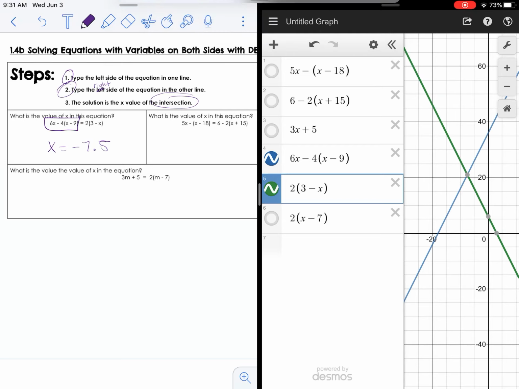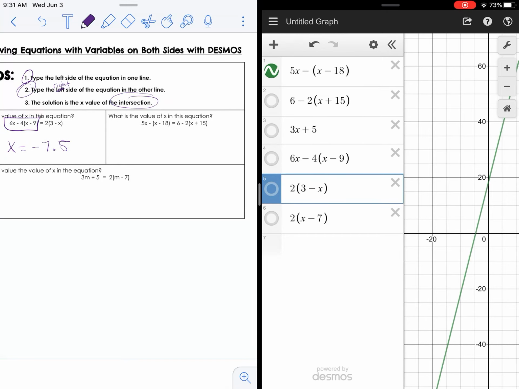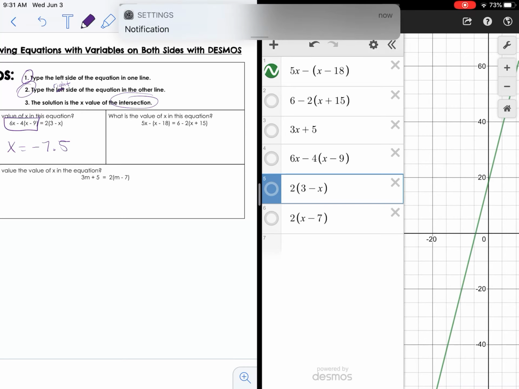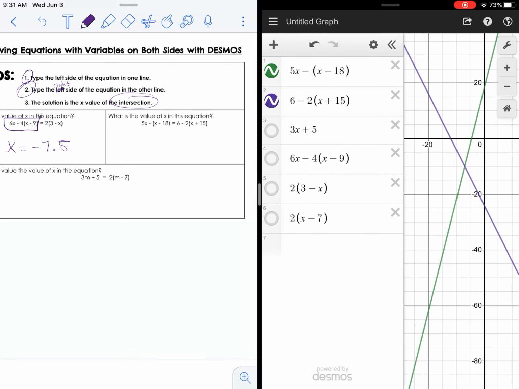Pretty simple. You won't always be able to do this because a lot of times you're going to have calculator inactive, but it's a great option if you can use Desmos. So I've already typed in the second one. We're going to take the left side, which was 5x minus parentheses 8 minus x minus 18. And the second one was 6 minus 2 parentheses x plus 15.